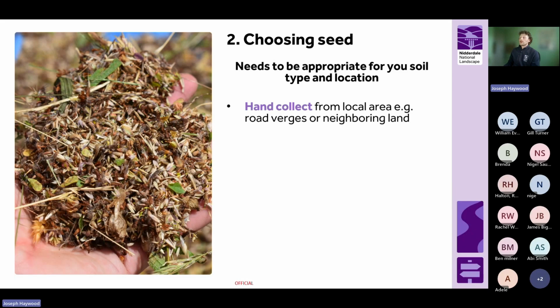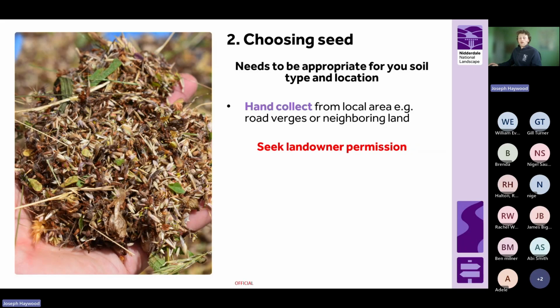So you can hand collect seed from your local area. It might be the neighboring farmer who's got really nice species-rich verges. Or you might have a remnant little patch of grassland that's quite nice in your garden. You want to sow those and spread them and increase their abundance. So if you're going to collect it from your local area, I would suggest seeking landowner permission.